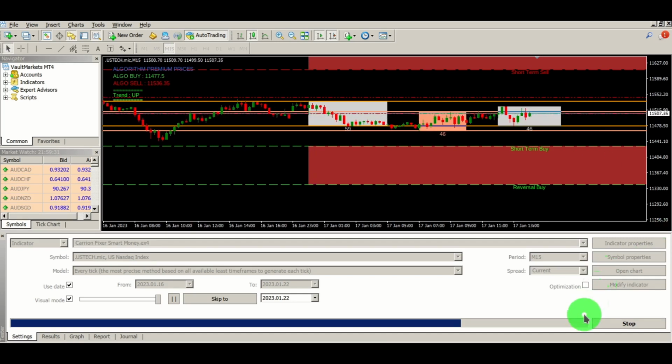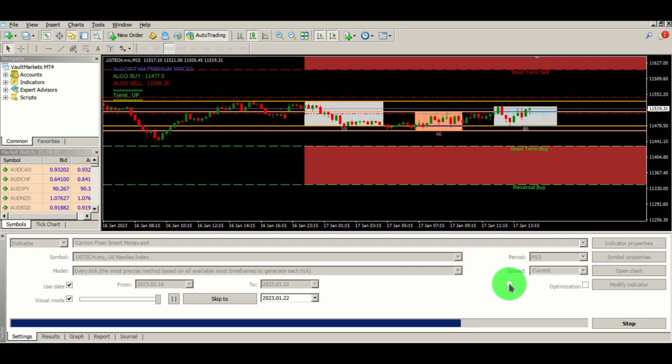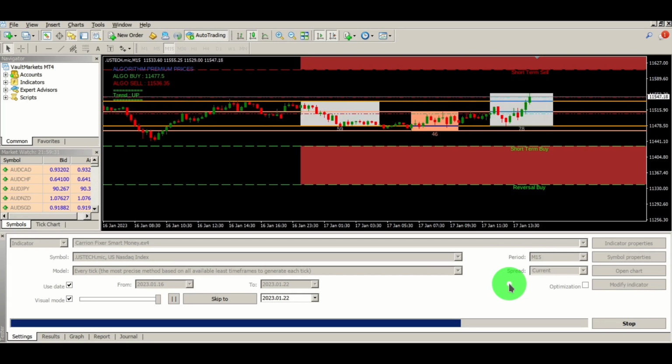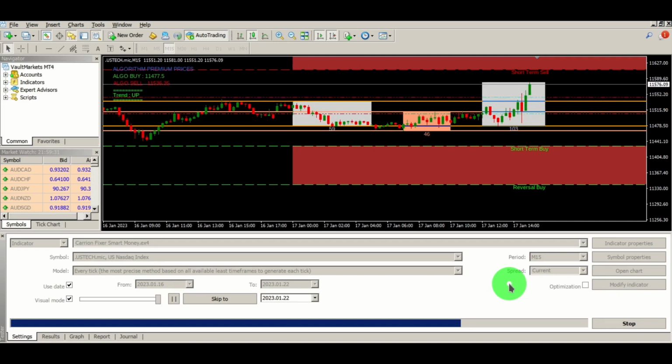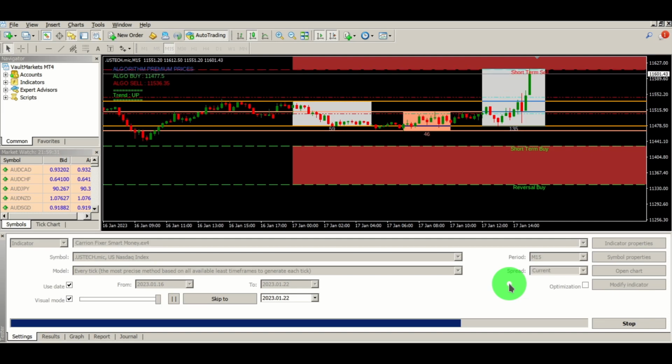So let's take a look at what the market is doing. But the biggest takeaway I want you guys to see is the Asian range, because I think the Asian range is what sets the tone for the rest of the day. The market seems to be reacting based off the Asian range.